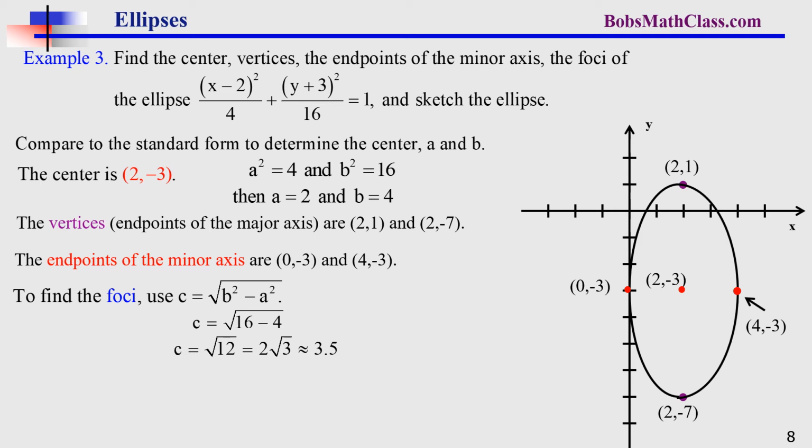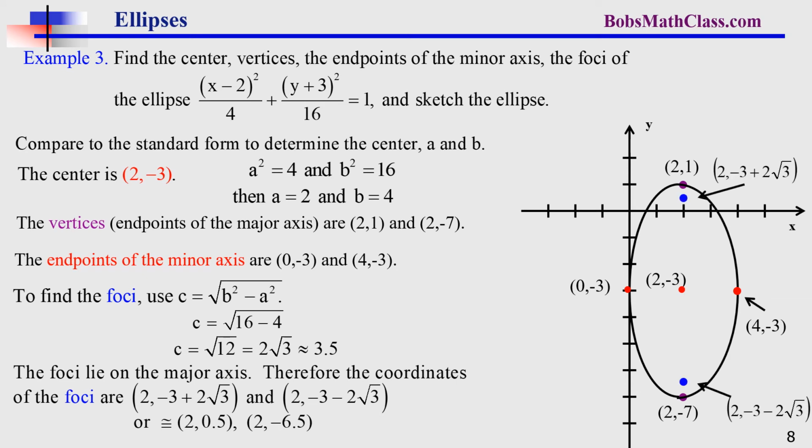So it's about 3.5. Why do we need the decimal? Because 2 square root 3 doesn't mean anything to me. 3.5, that does mean something to me. It's always on the major axis, so we're just going to count 3.5 up and 3.5 down from your center. Okay, so we counted 3.5 up and 3.5 down.